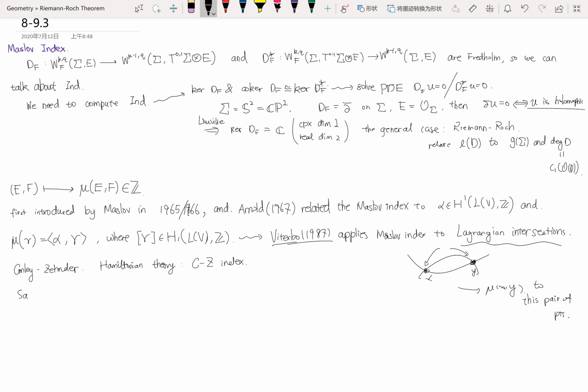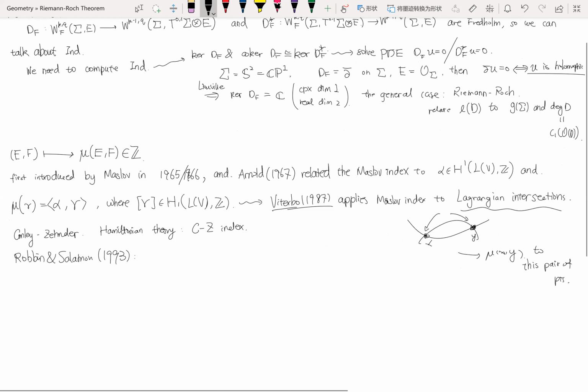And Robbin and Salamon in 1990, I guess 1993, gave a systematic treatment of the Maslov index.